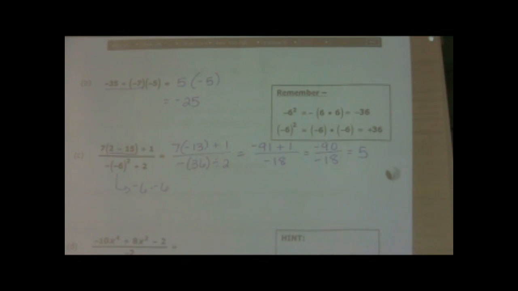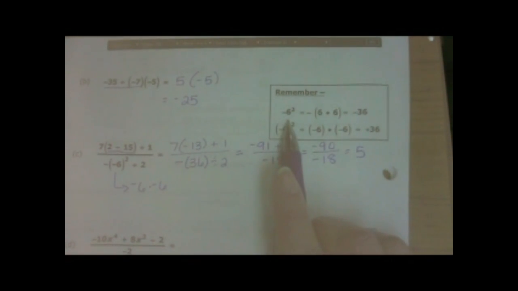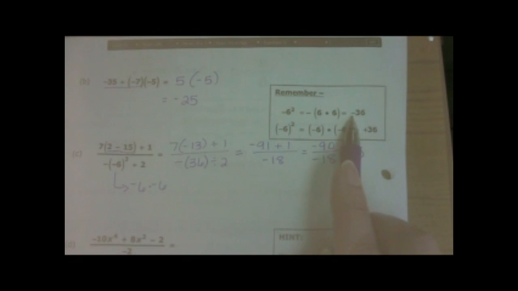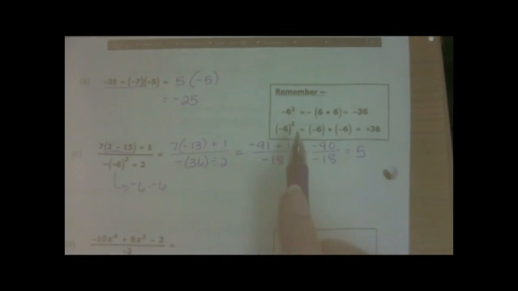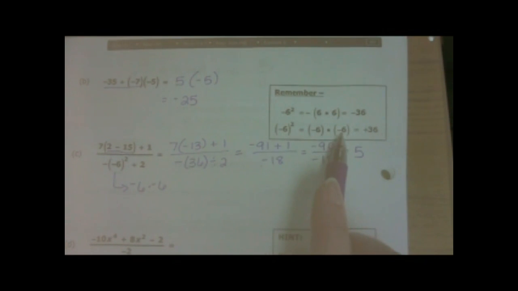Keep in mind the difference between a negative 6 squared with no parentheses and a negative 6 in parentheses squared. They are different. This has 1 negative and 2 6s. So it's a negative and a 6 times a 6, which will give you negative 36. Here, we have a negative 6 in parentheses squared means negative 6 times negative 6, which is positive 36.